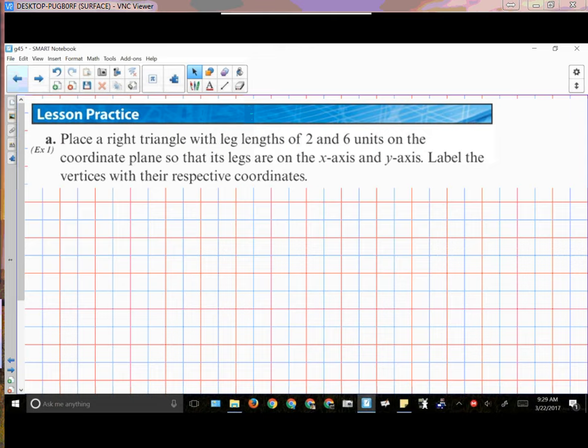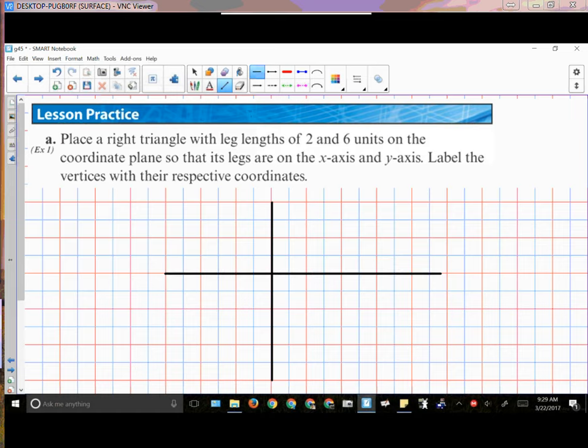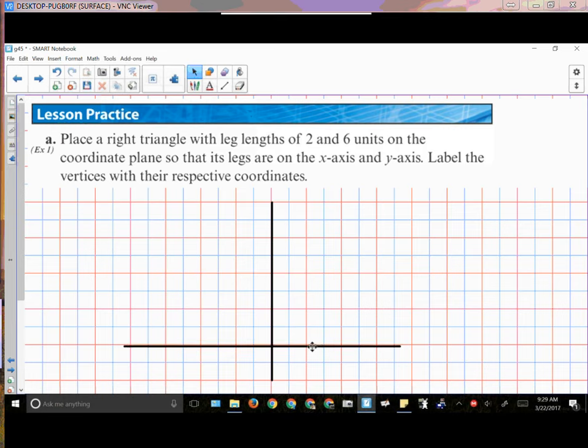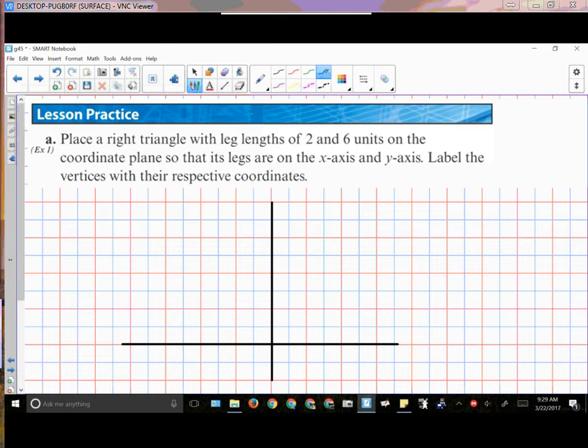All right, here we go. Now, I'm supposed to place a right triangle with a leg length of 2 and 6 on the coordinate plane so that its legs are on the x-axis and the y-axis. So, first thing I'd start out to do, give myself my x and y axis. Let's see, I probably want to put this down here a little bit further. Generally speaking, if they give you an order, 2 and 6, and then they say x-axis and y-axis, they generally want you to continue that pattern.